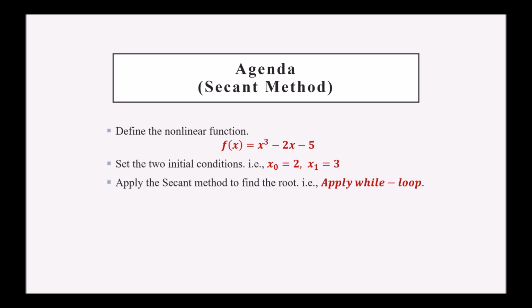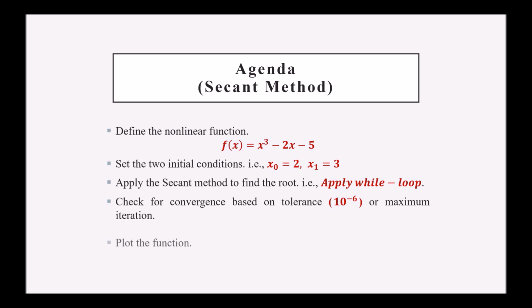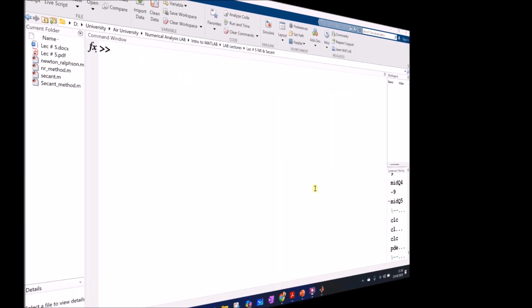For that, we are using the while loop. Next, we need to check the convergence based on the tolerance, which should be 10 raised to the power minus 6. After that, we are going to plot the function. And finally, we need to display the final root and its results. So let's move to MATLAB.